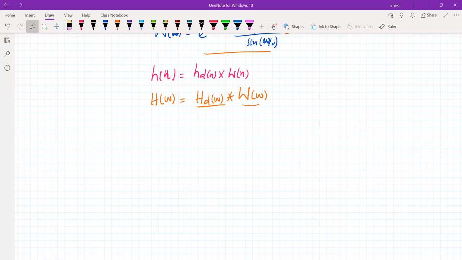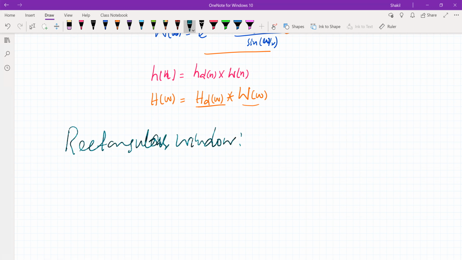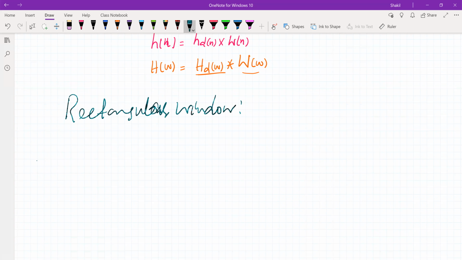In the same way, there are different types of windows. The rectangular window is just one type of window. There are several types of windows, and some of these are mentioned below. The first type is the Bartlett window, also referred to as the triangular window.